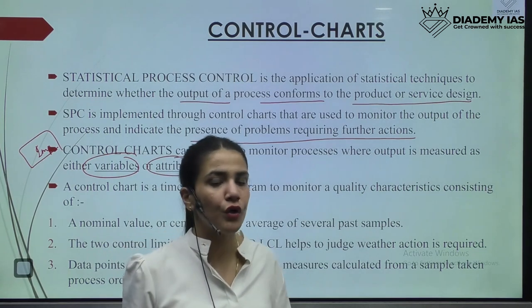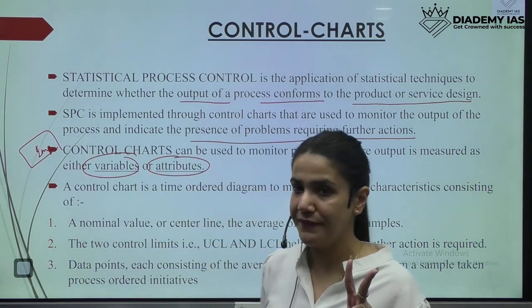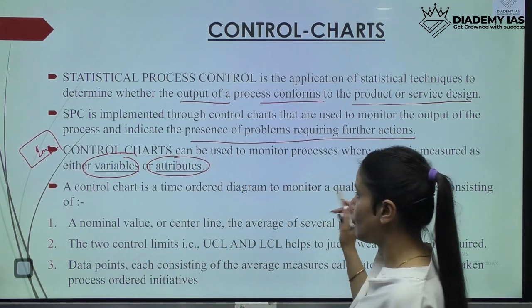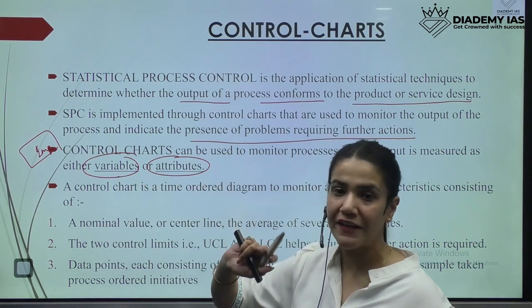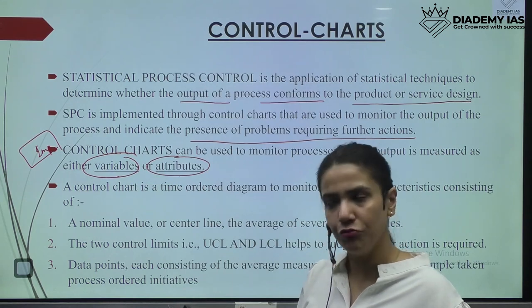What are the parameters for control charts? So there are basically two parameters that are considered here in terms of monitoring, and they are measured in context of variables and what in context of attributes. What these two are, I'm going to explain to you further.